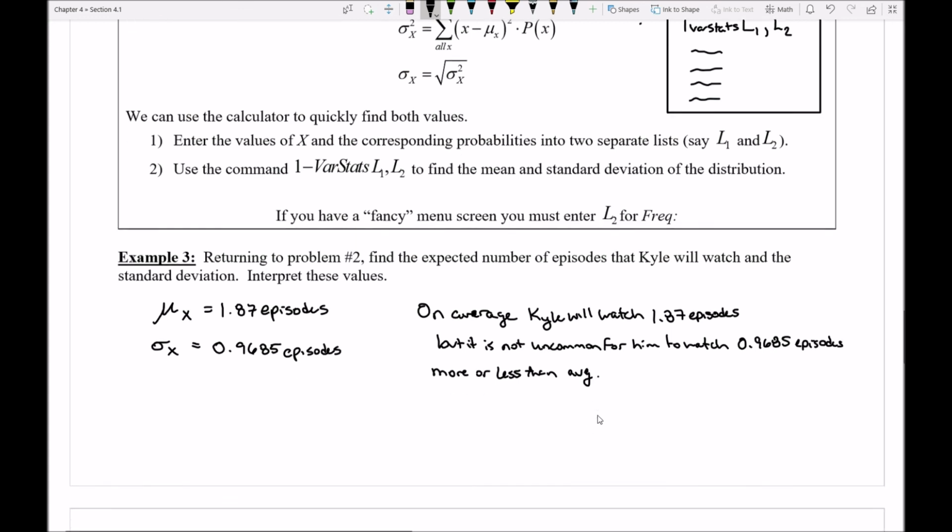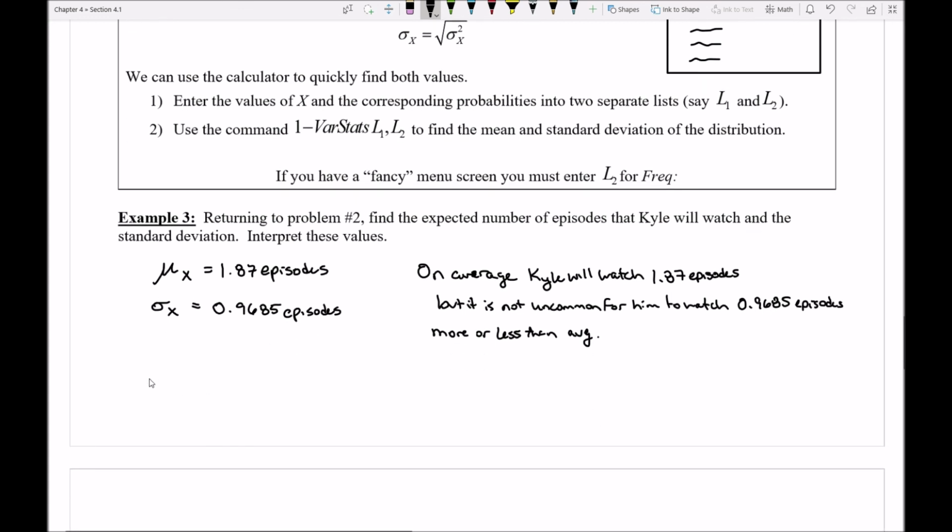Notice this is the same idea that we had established a long time ago when we introduced the concept of the mean and the standard deviation as a pair. If my mean is sitting here in the middle, it's not surprising to take my standard deviation value and go up and go down, and then say that it's pretty typical for Kyle to watch a number of episodes somewhere in between this interval. Okay, so that's it. This is how I can find means and standard deviations.